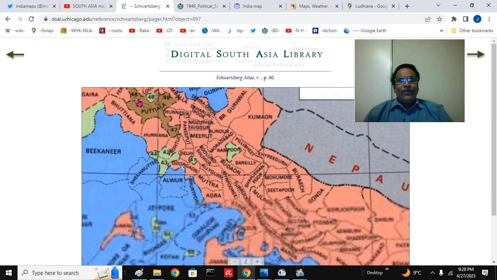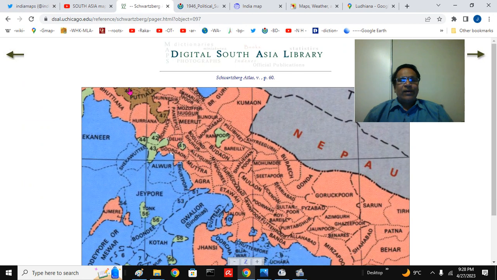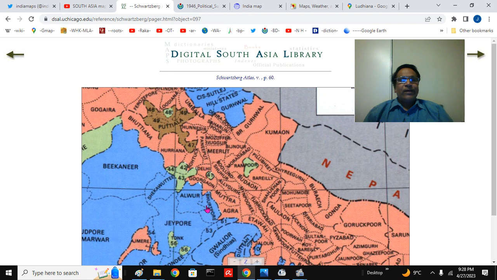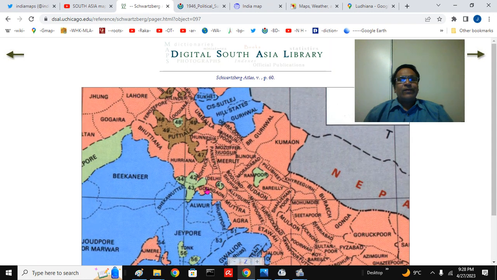So what are we looking at? We are looking at the Schwartzberg Atlas again. So this is the Alwar Princely State. This is the Gurgaon district. This is the Delhi district. Of course, this is the Rohtak district. This is the Haryana district, that is later called Hissar district. And of course, this is Panipat, later called Karnal district.